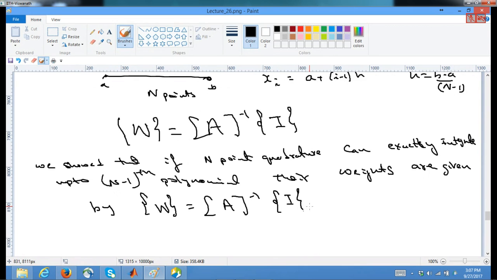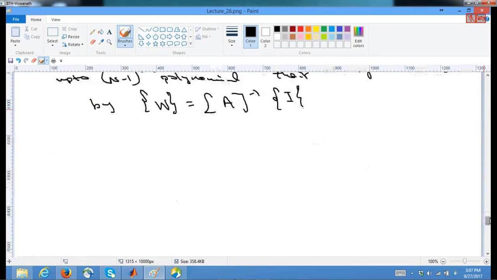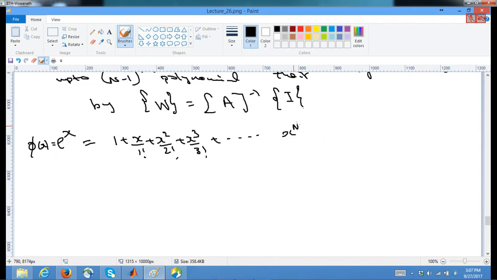So what we are saying is, if I take e to the power of x as phi, I can write this as 1 plus x by 1 factorial, plus x square by 2 factorial, plus x cube by 3 factorial, and so on. It's a never-ending kind of thing. Now, e to the power of x is not a polynomial.